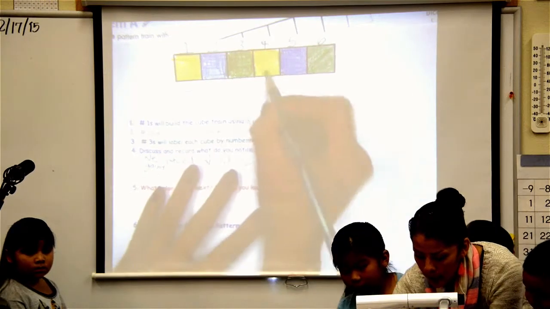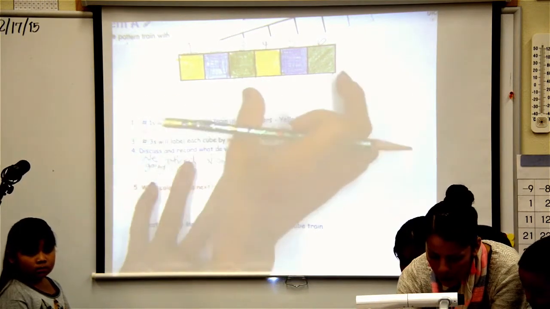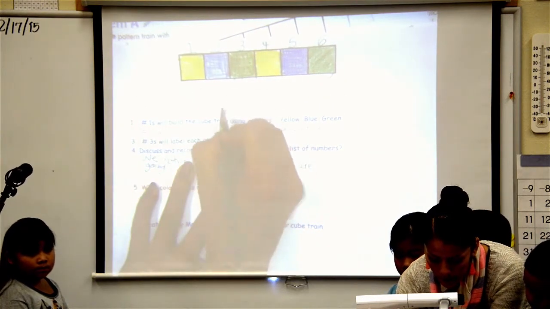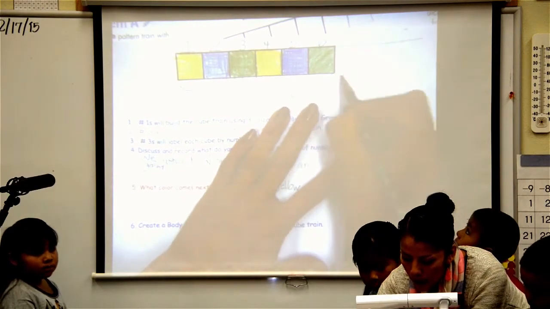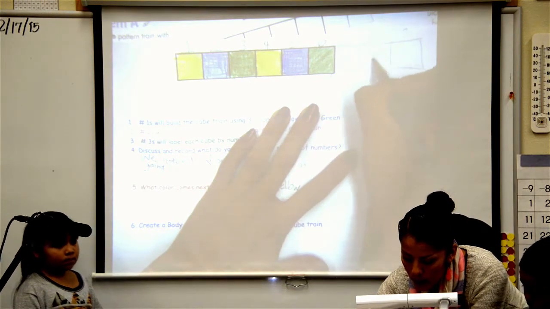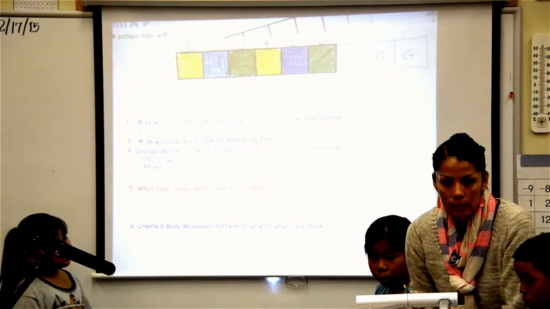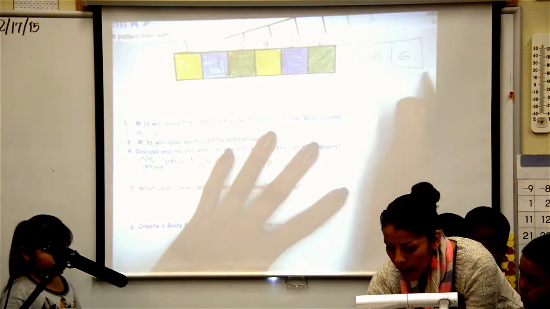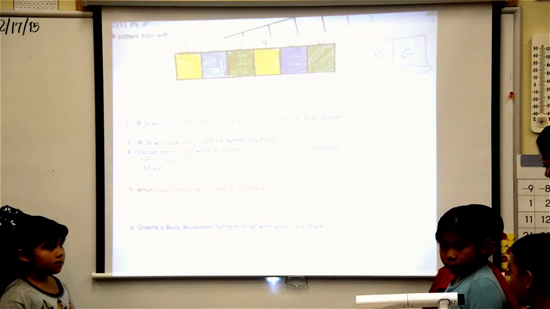Oh, so look at that, Arliss. This whole thing is a unit. This whole thing is a unit. 1 unit, 2 units. What if I add 3 more right here? This is yellow, this is blue, and this is green. Boys and girls, how many units do we have now? 3 units. Good job.